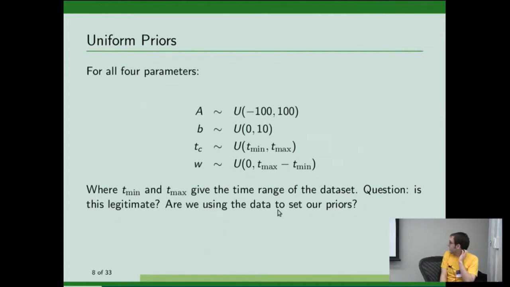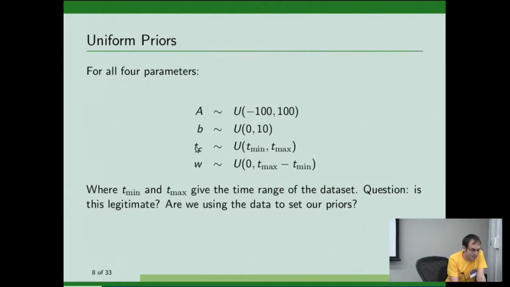To get going, I'll just choose some priors, and these are very much convenience priors, not putting too much effort into describing prior knowledge accurately. So for A, I'll just use a uniform distribution between minus 100 and 100, and A was the brightness level not in the transit. B was the depth of the transit, and I'm assigning a uniform distribution from 0 to 10.